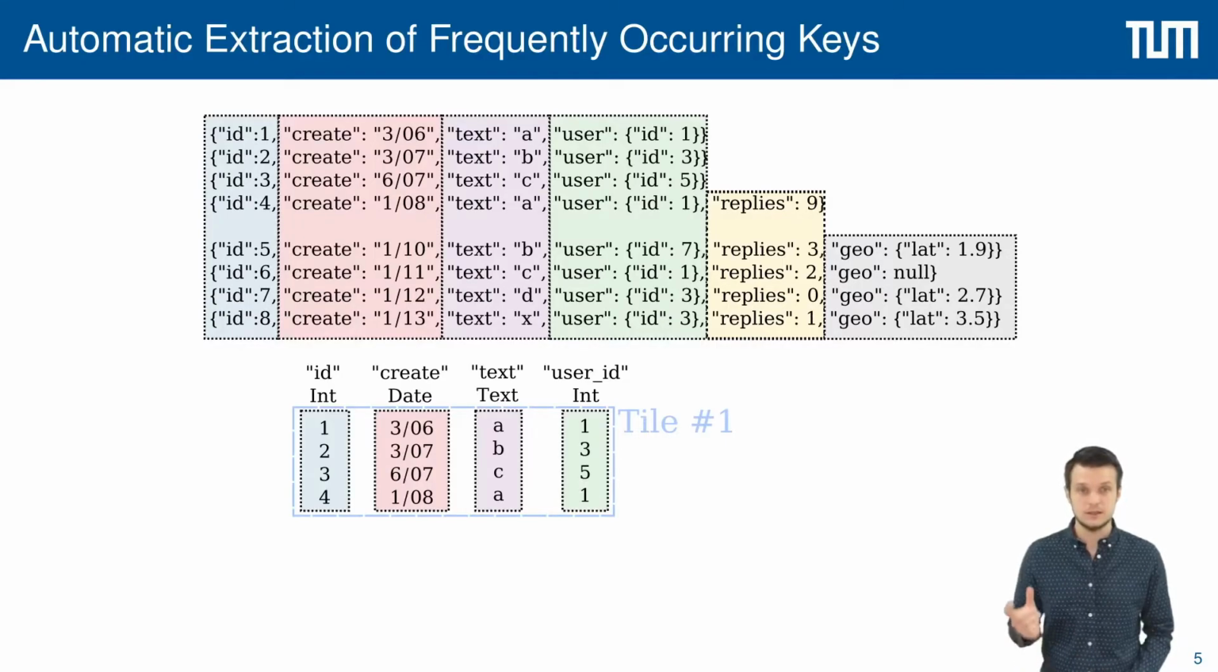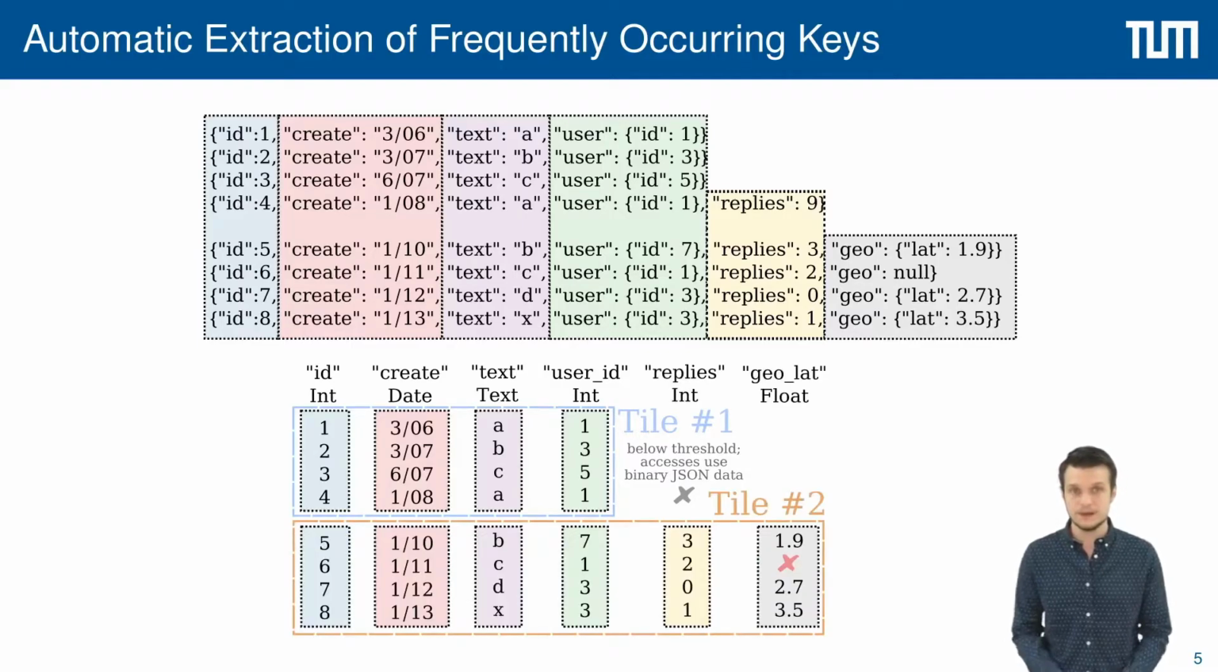There we can see that we can extract the ID, create the text, and also the nested user ID field with the right types. So when we join the data, for example with the user ID, we can directly use this integer. Note that tuple 4 also has the replies field. This is not frequent enough, and that's why it's not extracted in tile 1. It's a different story for tile 2. There we can extract all the previous columns, but also the replies field and the geolatitude. When we look at the geolatitude information, tuple 6 doesn't contain it, but it's still frequent enough to be extracted.